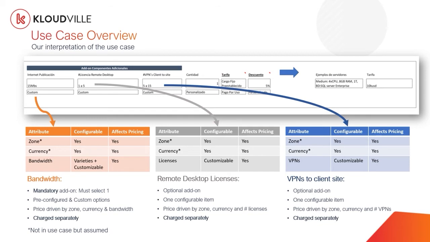In terms of the internet, it's going to be the bandwidth. In terms of the remote desktop licenses, the number of licenses. And in terms of the VPNs, the number of VPNs to the client site. These will be charged as separate items.